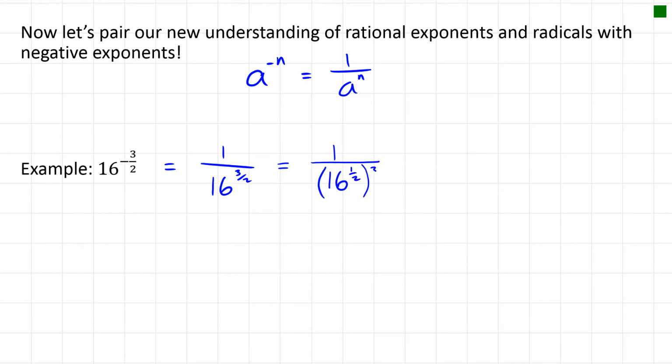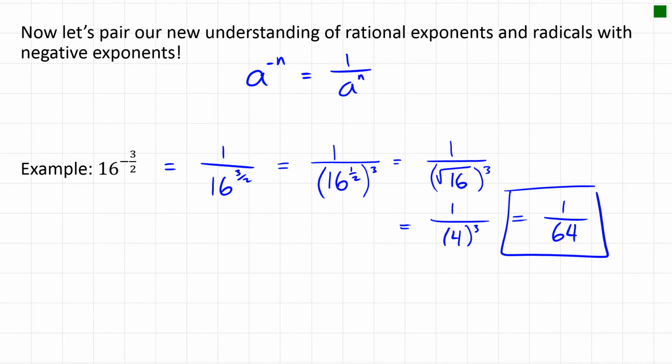16 to the 1/2 and then all cubed makes sense because knowing that a power of a half is just a square root, this is 16 square rooted, all cubed. And I know what the square root of 16 is, it's 4. So this is 1 over 4 cubed. Now this is something that I can do. If I have 4 cubed memorized, good, I'll know it's 1 over 64. But if you need to double check that in your calculator, that's okay.